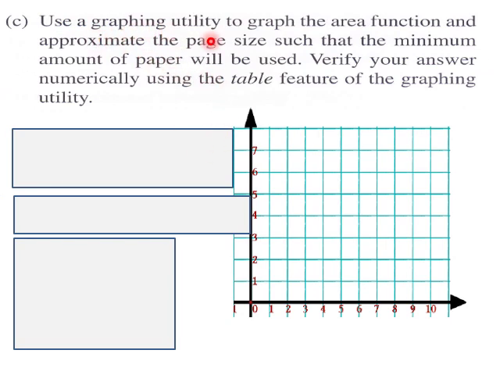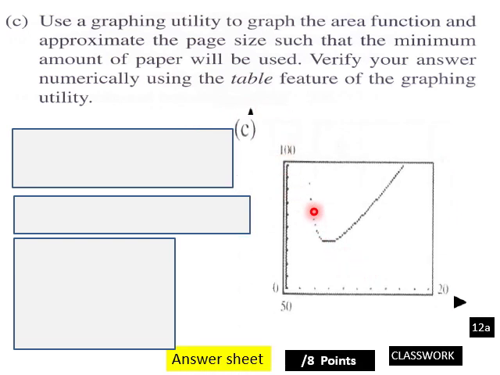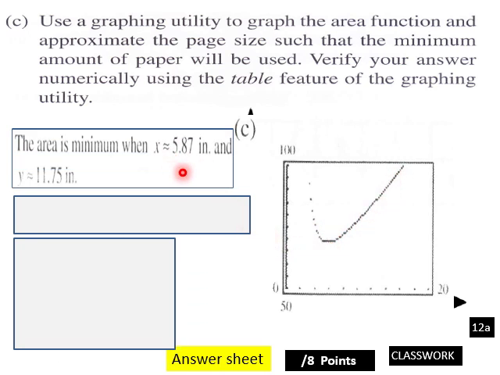Now we're going to use a graphing utility to graph the area function for the work we just did, to find the minimum area, and verify your answer numerically using the table feature of the graphing utility. The graph we came up with is right here, and your minimum obviously looks like it's there. The minimum is when x equals 5.87 and y is 11.75, which will be about there.